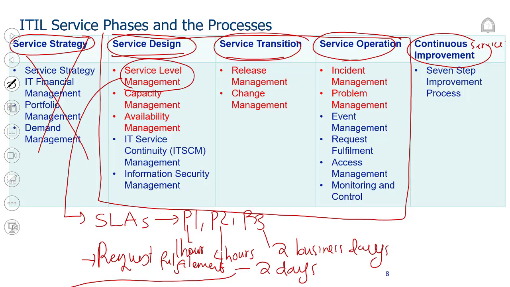Okay, so that's all about service level management, where you agree with the customers, for example, what is the acceptable time for some of the services they're providing for you.